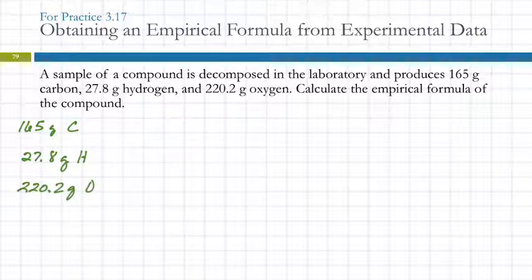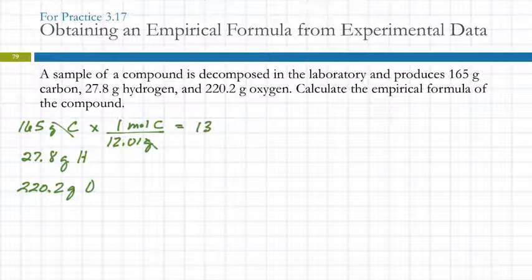We need to convert these to moles, so we're going to use the molar masses just from the periodic table. So 1 mole of carbon weighs 12.01 grams, and then those grams cancel out. So 165 divided by 12.01. Now technically this would have 3 significant figures. And that would be moles of carbon.